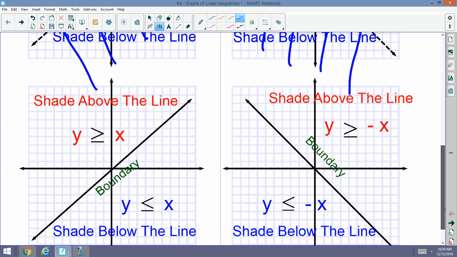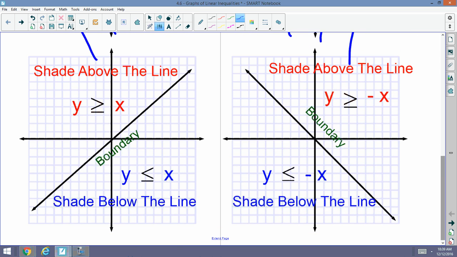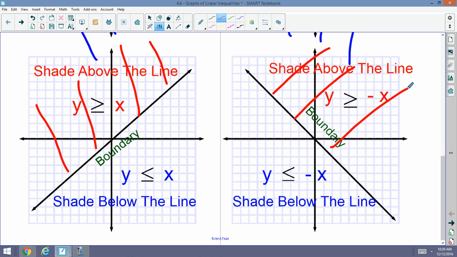If it's greater than or equal to or less than or equal to, the same exact rules apply, except if it's greater than or equal to, it is a solid line. That means that the points on the graph are also solutions. If it's y is greater than or equal to, you're going to shade above the graph, above the line. Doesn't matter if you have a positive or negative slope. If it's y is greater than or equal to, solid line, shade above.